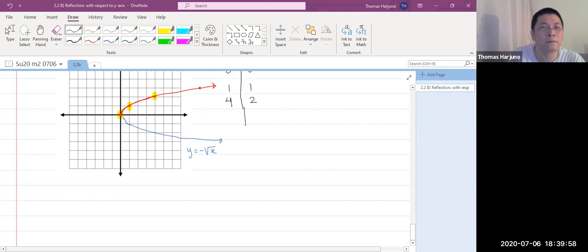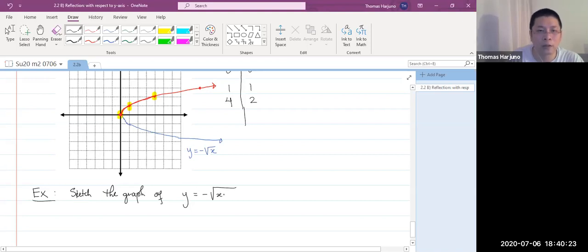Suppose we want, for example, to sketch the graph y equals negative square root of x plus 4, plus 3.